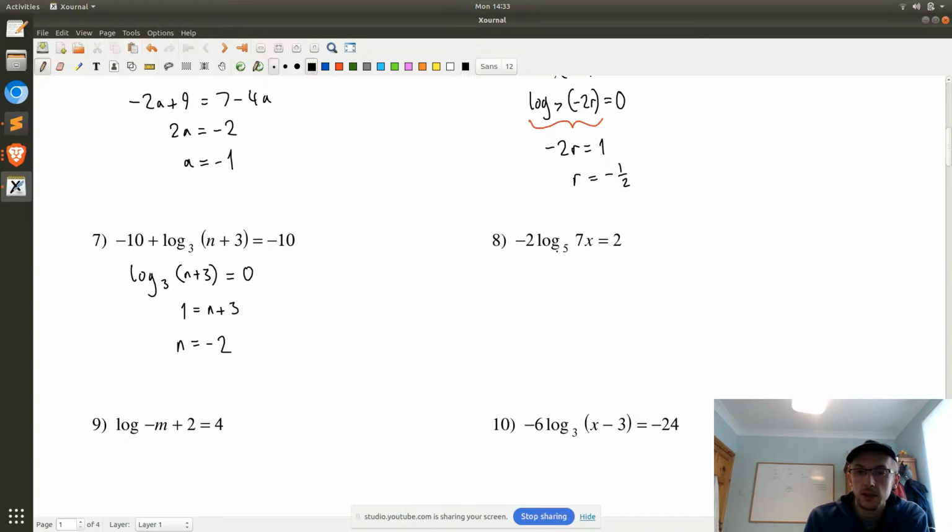Here, we're going to start by dividing both sides by negative 2. So log base 5 of 7x is negative 1. And as a reminder, to what power do I have to raise 5 to get 7x? And the answer is negative 1. Therefore, 5 to the negative 1 is 7x. Therefore, 7x is simply a fifth. And so x itself must be 7 over 5.